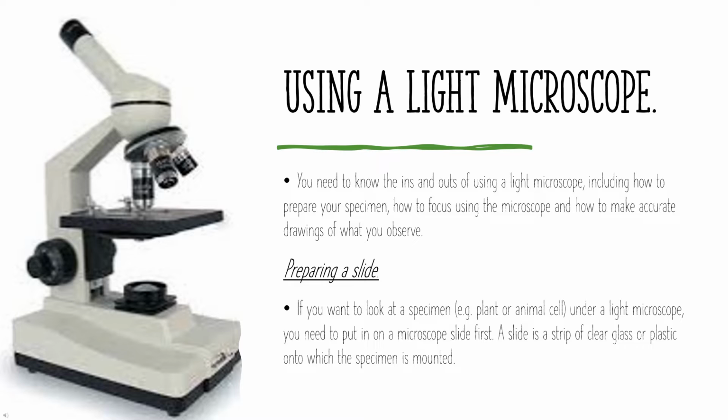So, preparing a slide. I have bullet points. The first one is, if you want to look at a specimen, for example a plant or animal cell, under a light microscope, you need to put it on a microscope slide first. A slide is a strip of clear glass or plastic onto which the specimen is mounted. And here on the side I have a picture of the light microscope and how it looks, so you can have a look at it and pause the video and know everything about it.